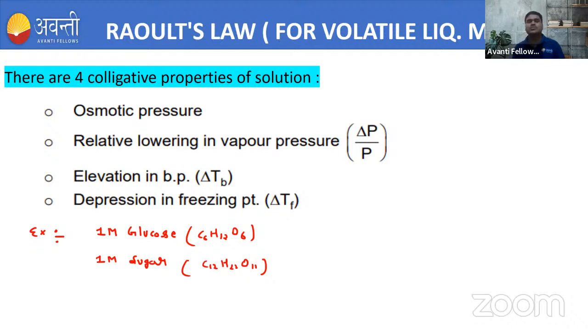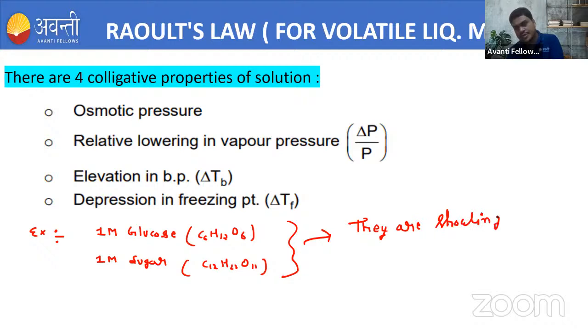So out of this, which will show higher elevation in boiling point and which will show lower elevation in boiling point? I would say they show the same colligative property when they have the same elevation in boiling point. So they are showing the same colligative properties.